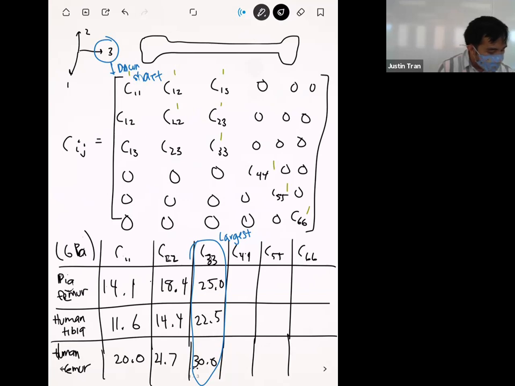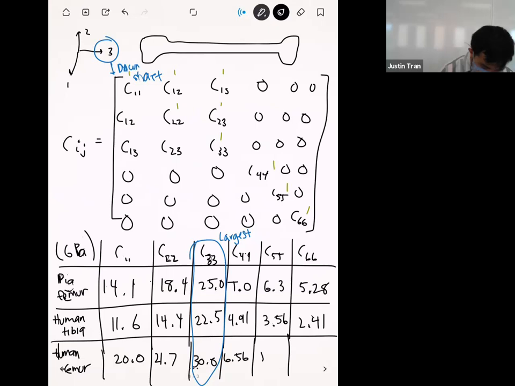All right, so now let's fill in the values for C44, C55, C66. So this is going to be 7.0. Next is going to be 6.3, 5.28. Okay. 4.91, 3.56, 2.41. Okay. 6.56, 5.85, and then 4.74.